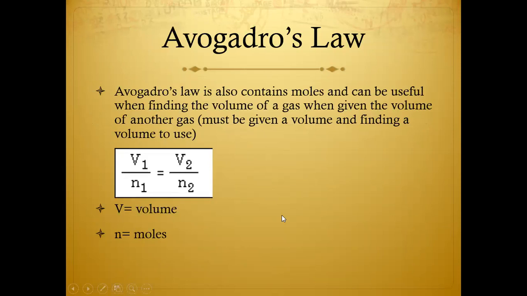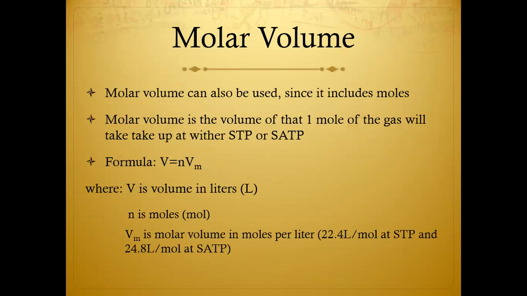Avogadro's law is the one that has volume and moles over top of each other, so this is only useful if you're only given volume. And then molar volume can only be used at STP or at SATP, but as soon as you see that it's happening at STP or SATP, check and see if you can use molar volume. So in this case, V is the volume in liters, n is the moles, and then the Vm is your molar volume, and it will be either 22.4 if it's at STP or 24.8 if it's at SATP.